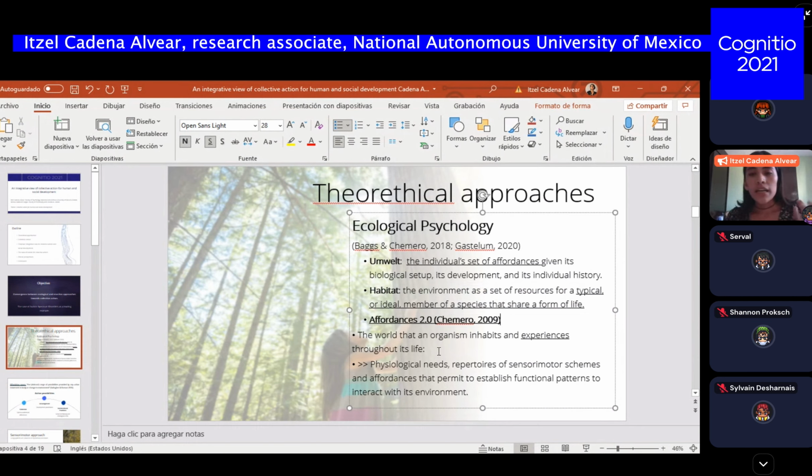So the world that an organism inhabits and experiences throughout its life will depend on its physiological needs, its repertoires of sensorimotor schemes, and the affordances in a relational way of thinking that permit the individual or living organism to establish functional patterns to interact with the environment, okay?